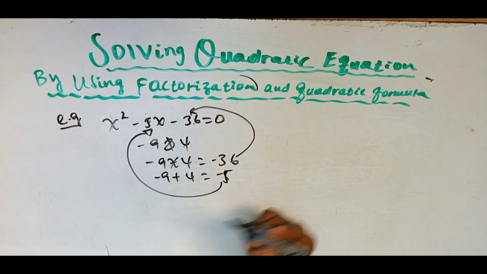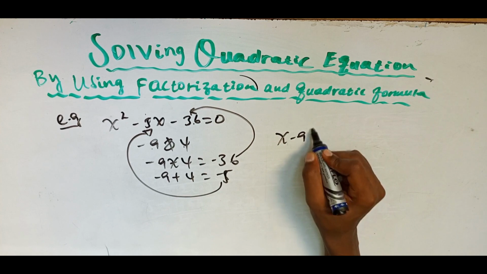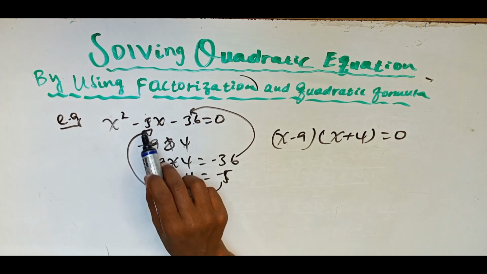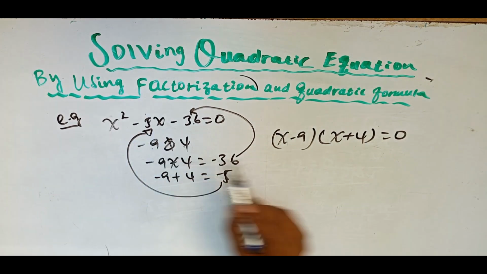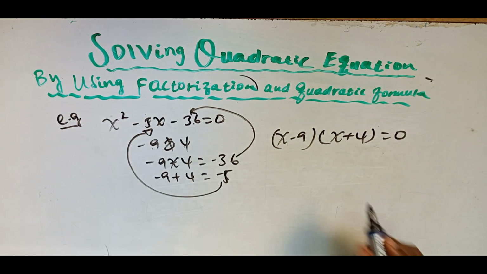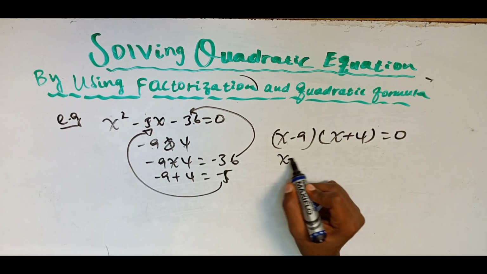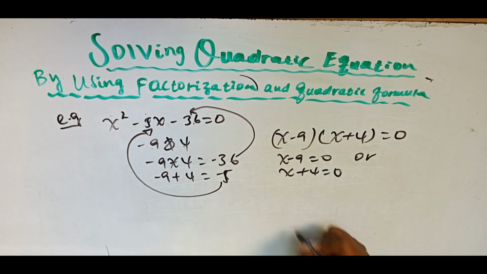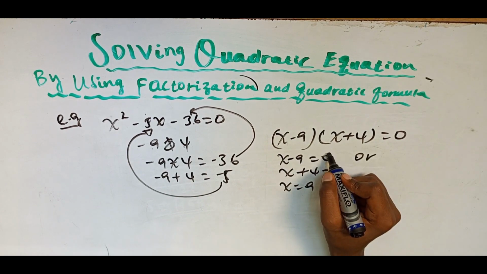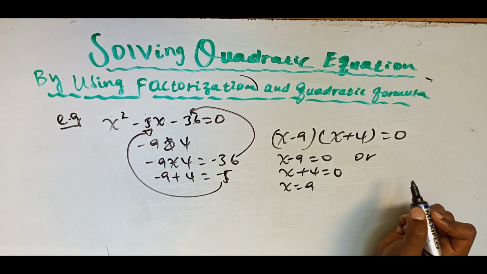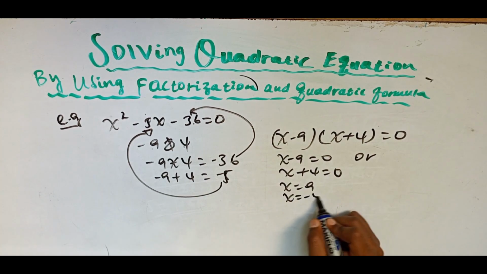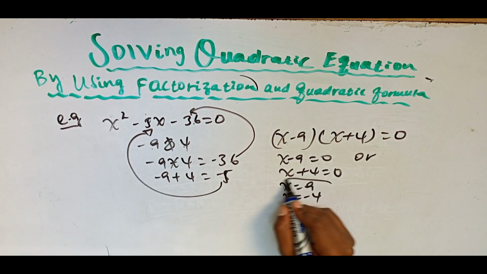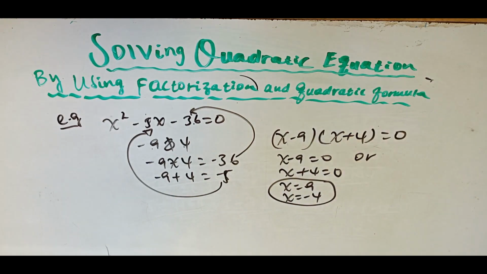So we have to take minus 9 and 4. So x minus 9 times x plus 4 is equal to 0. The factorization of x squared minus 5x minus 36 is x minus 9 times x plus 4. So if we take this one, x minus 9 is equal to 0 or x plus 4 is equal to 0. What's left? x is equal to 9. We have to take 9 over to the right side, and x is equal to minus 4. We have to take this one over to the right side. So we are getting the same value as the quadratic formula.